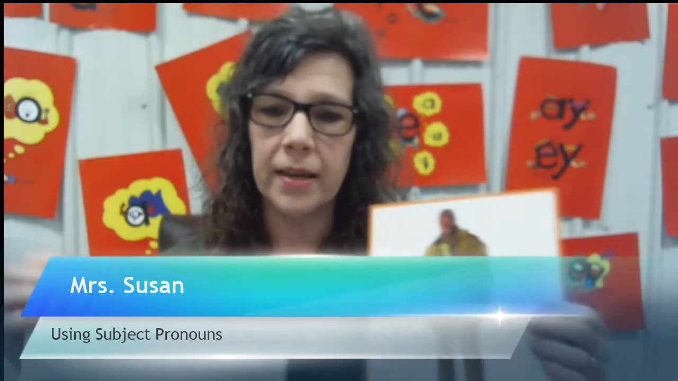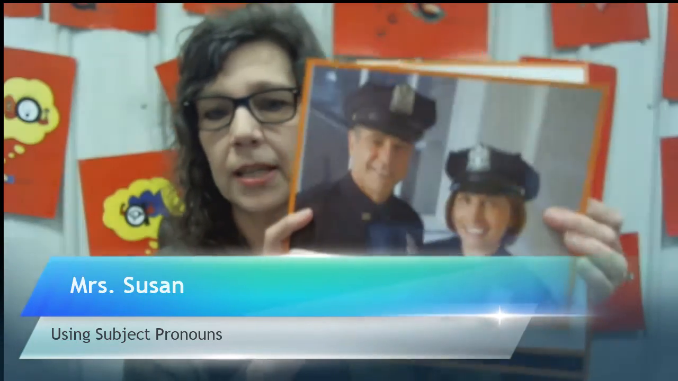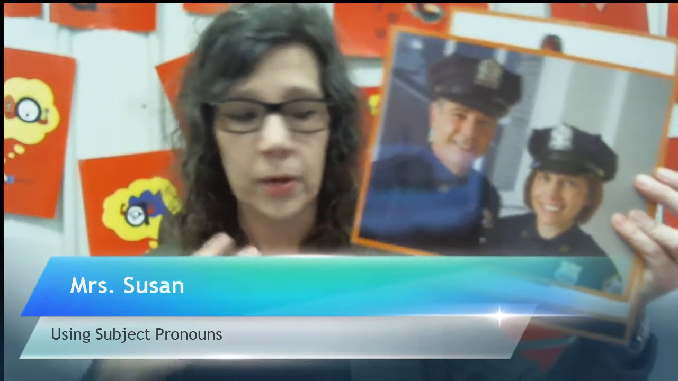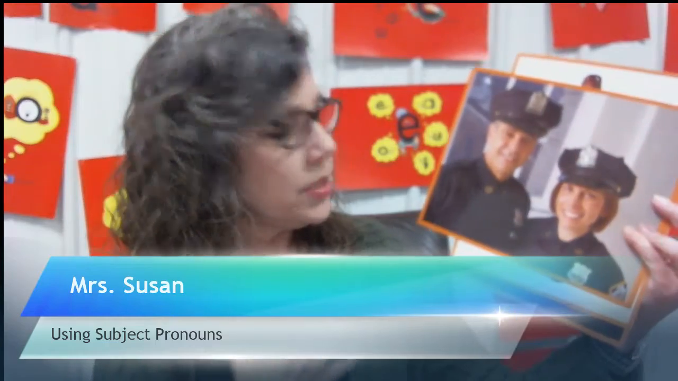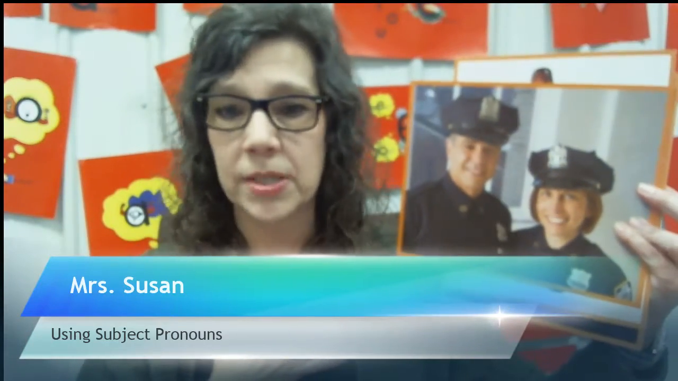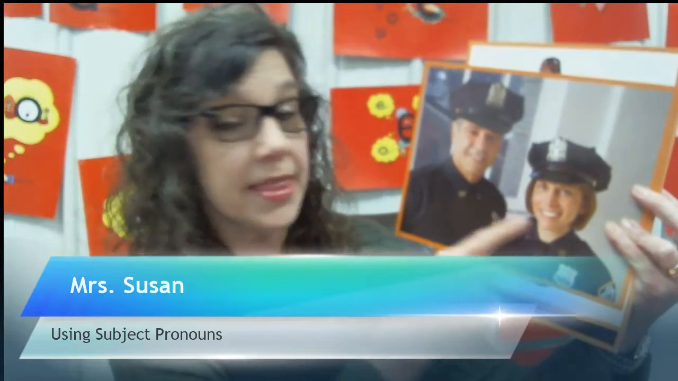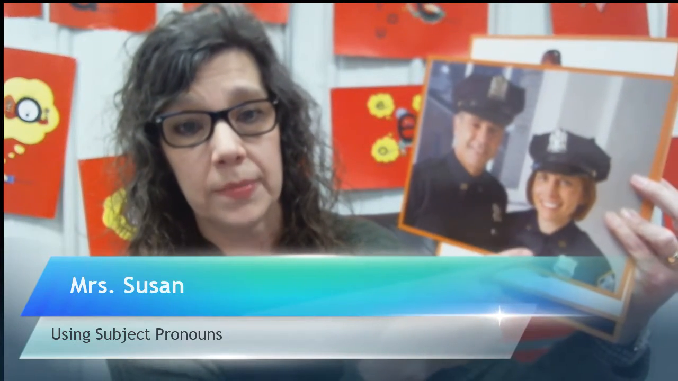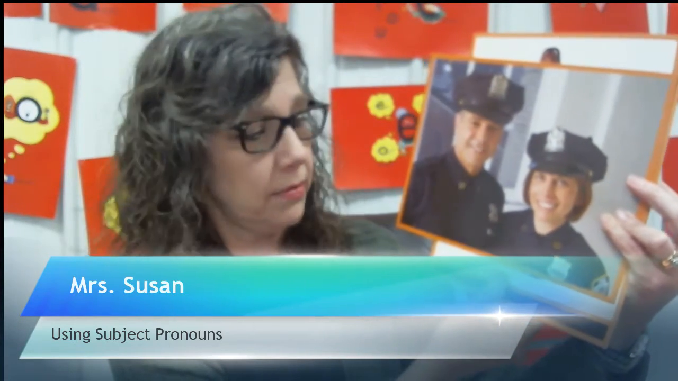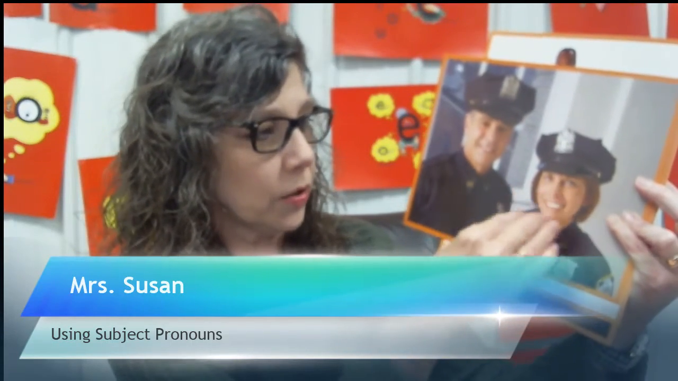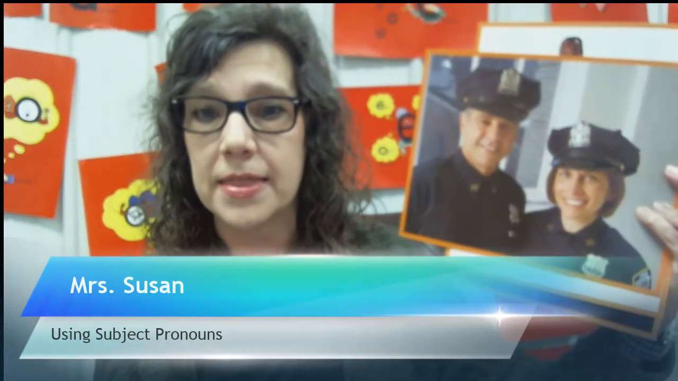All right, what if there are more than one? If we look at this picture, there are two policemen. I'm not a policeman. I don't have my police uniform on. I'm not a policeman, so I cannot include myself. So I would say they are policemen. They are policemen. And if it's a boy and a girl and they're together, we would say they.